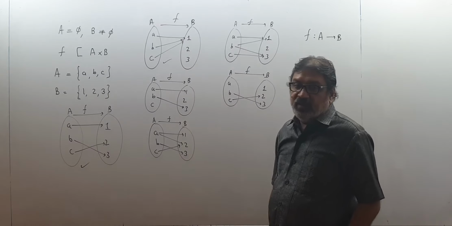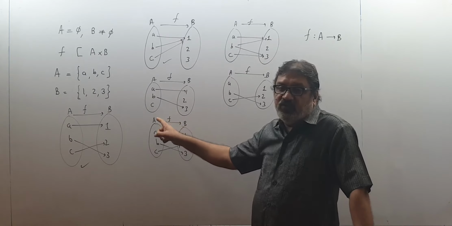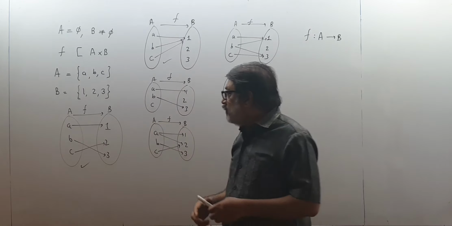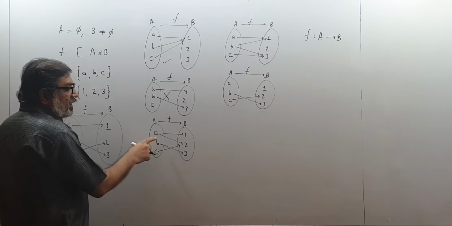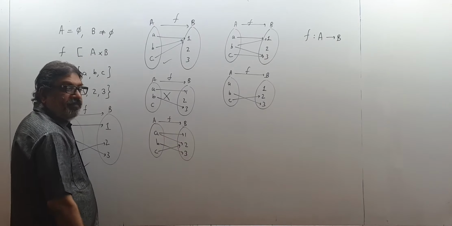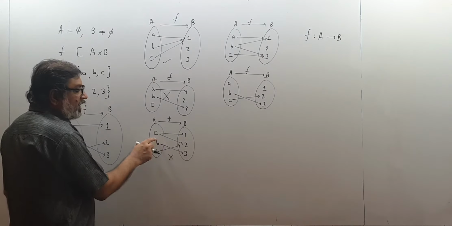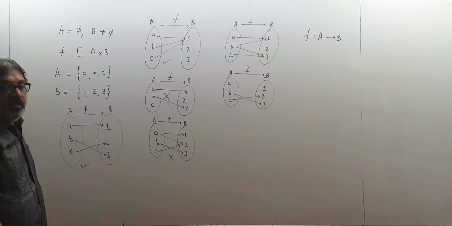Look over here. Here, C is not fighting. C is not shooting any arrow. So, this is not a function. This is not. Over here, A is shooting two arrows at a time. Not allowed. That means A is corresponding to two different elements at a time.